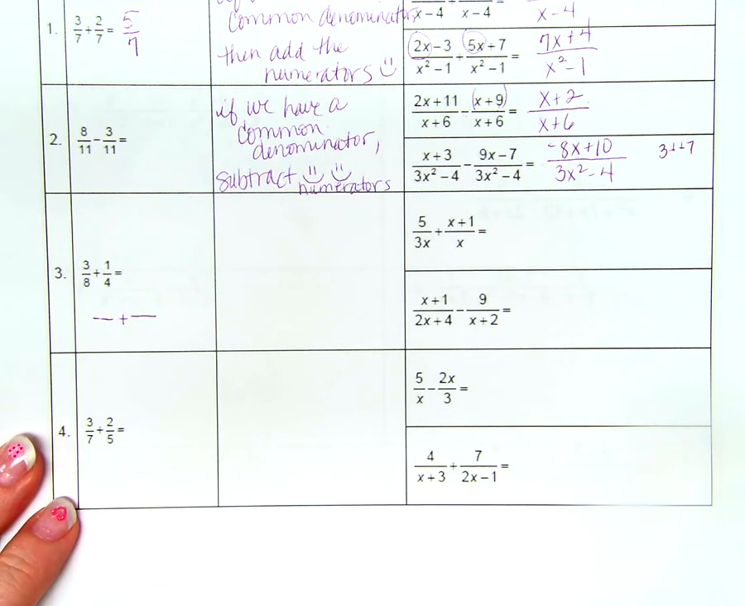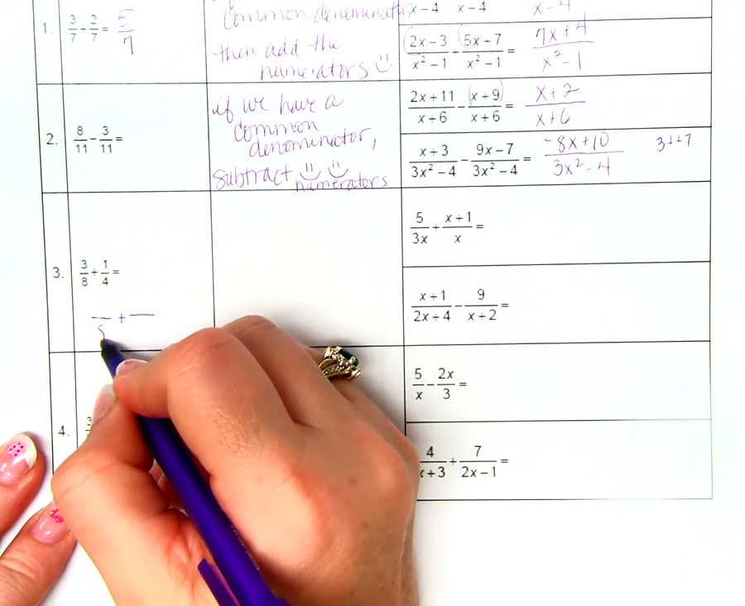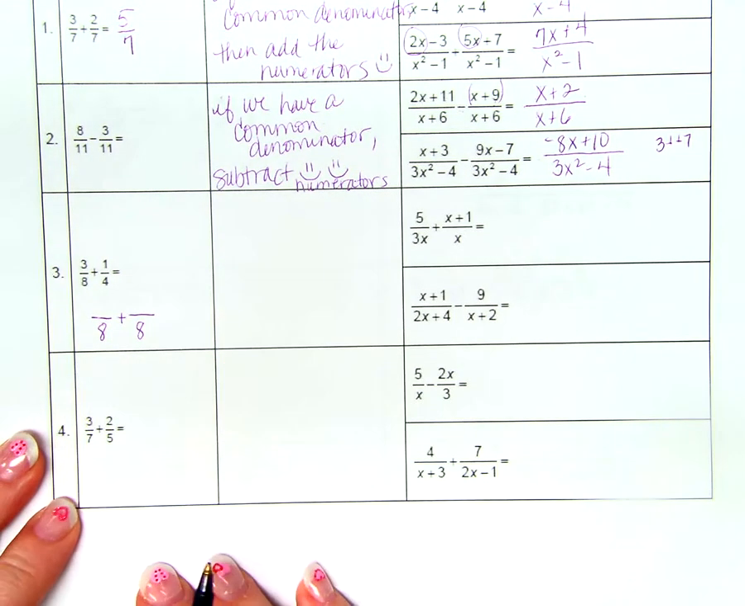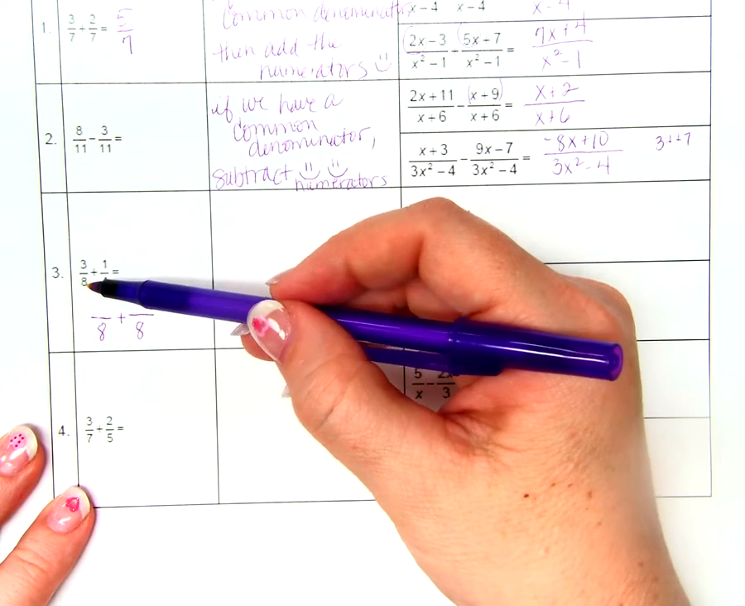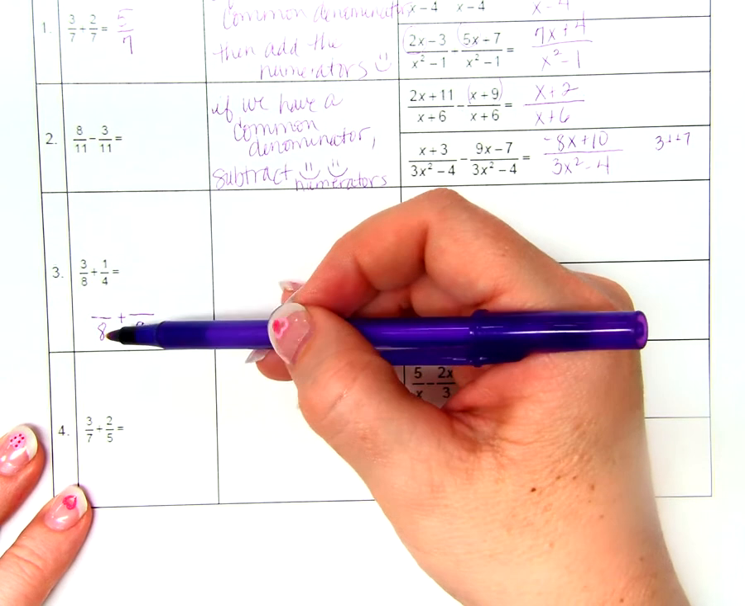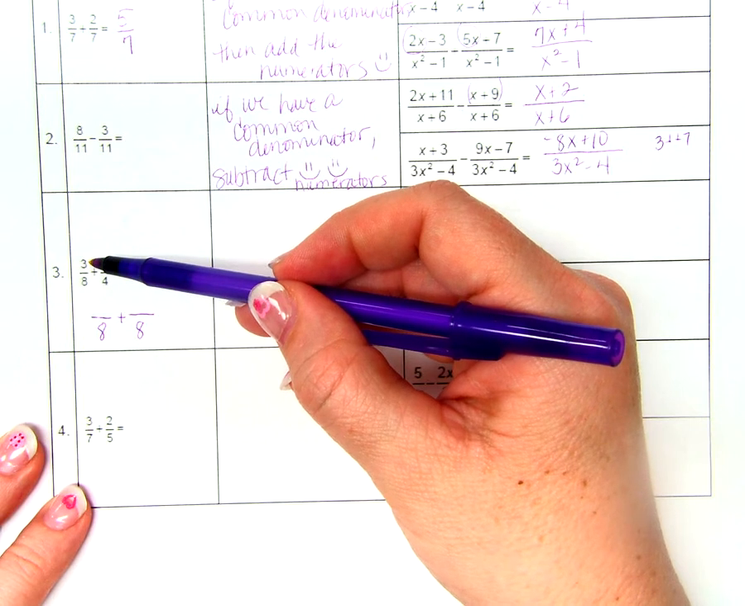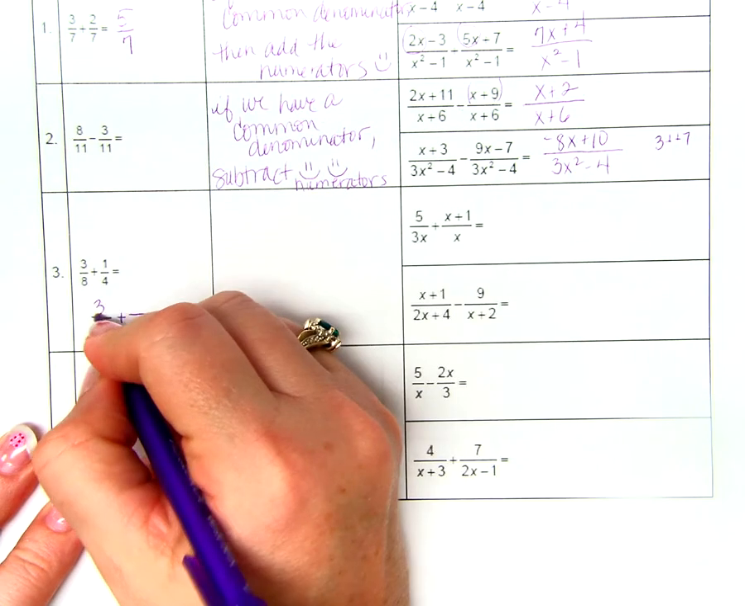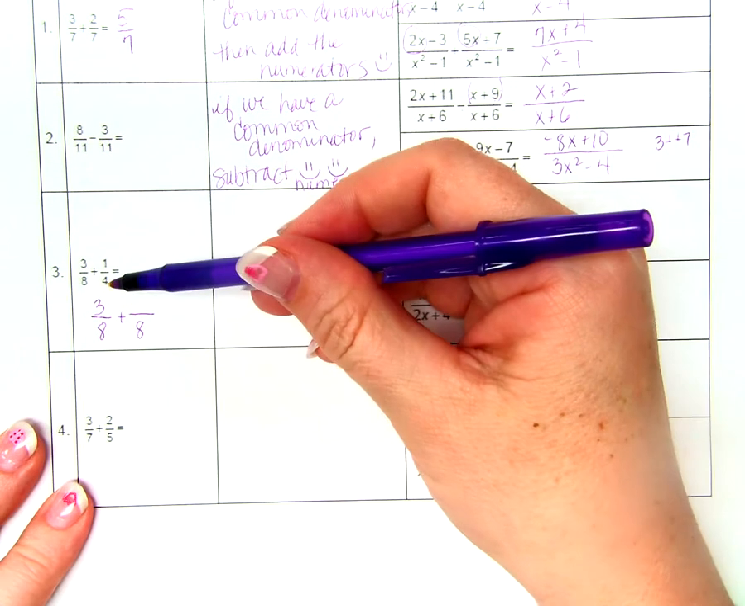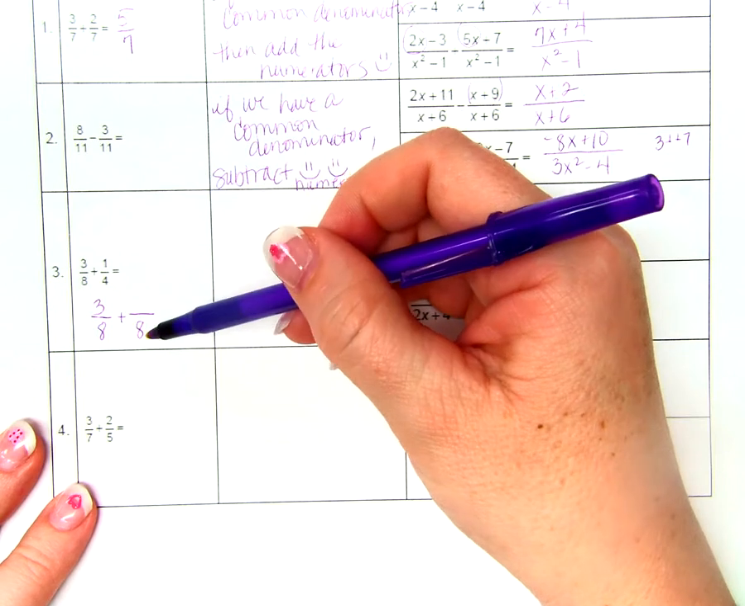Okay, so I know this has to be an 8 and I know this has to be an 8, correct? What was this one before? Since the denominator didn't change, the numerator also doesn't change. Okay? What was this one before? A 4. Now it's an 8.